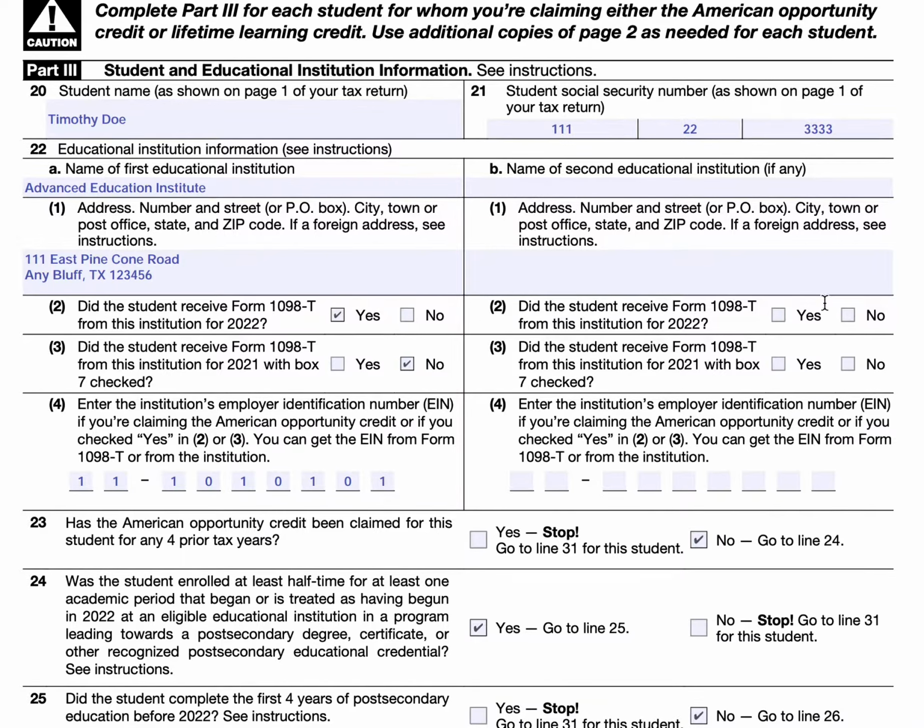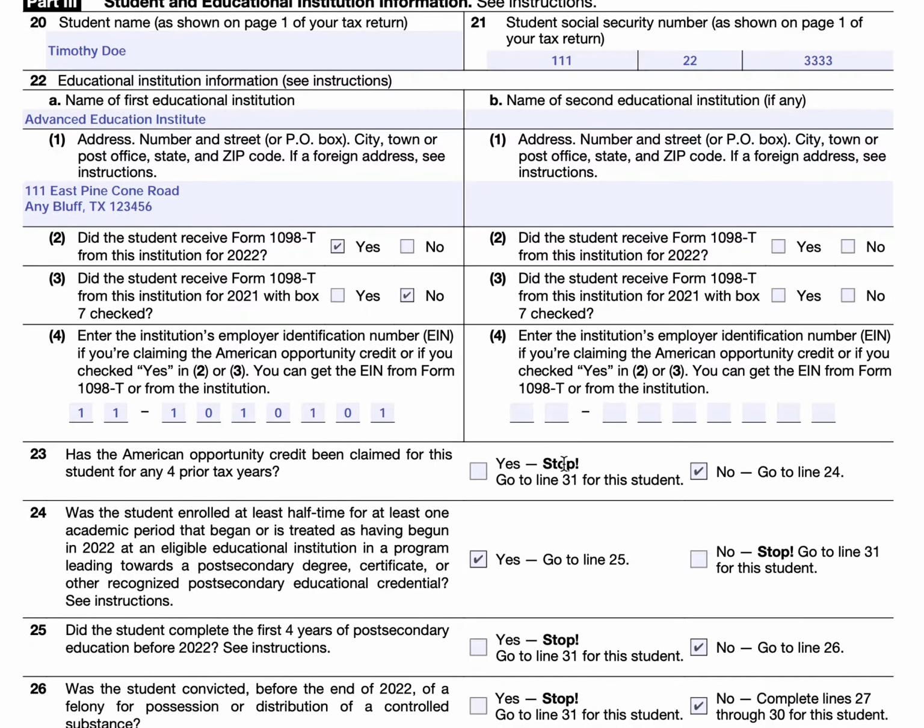So for the sake of this form, he's only gone to one education institution, but if you went to a second, you would repeat that over here on the right-hand side. So lines 23 through 26 are kind of some of the checkpoints. And if you go through all of these, great, you can keep going. But if at any point you're not coming up with the correct answer, then that means you're not eligible to take that tax credit.